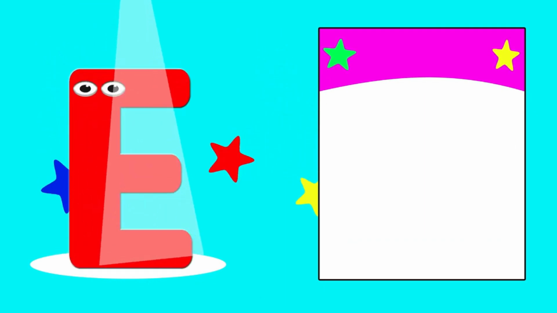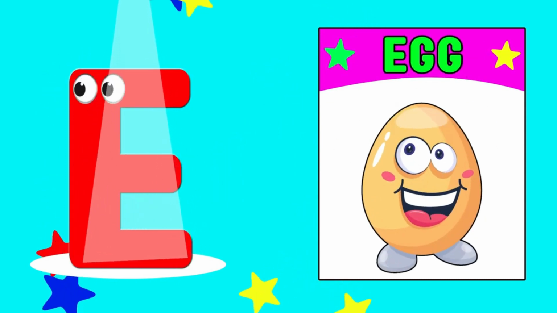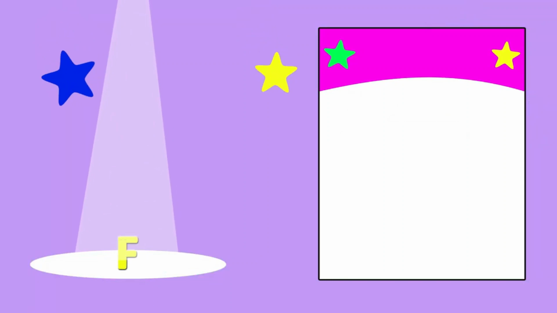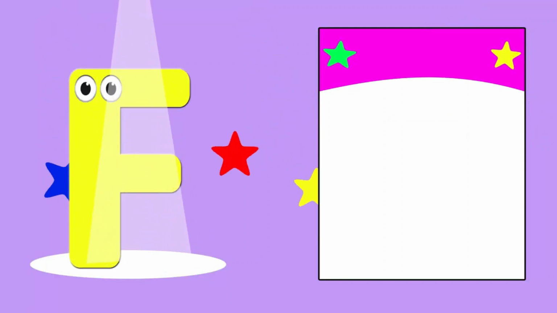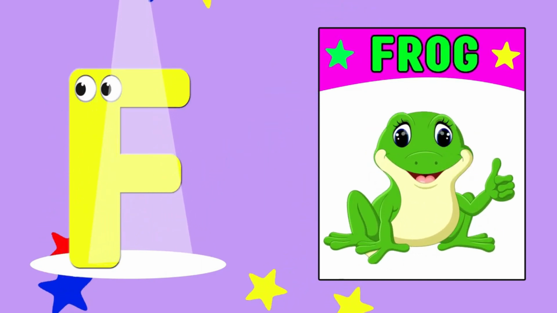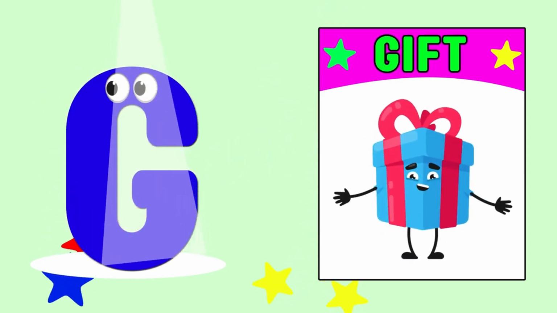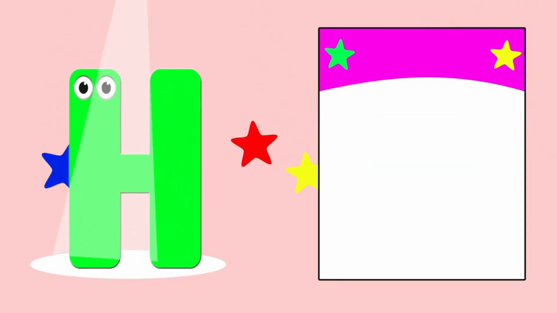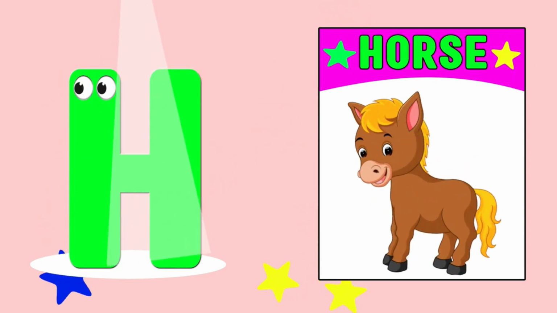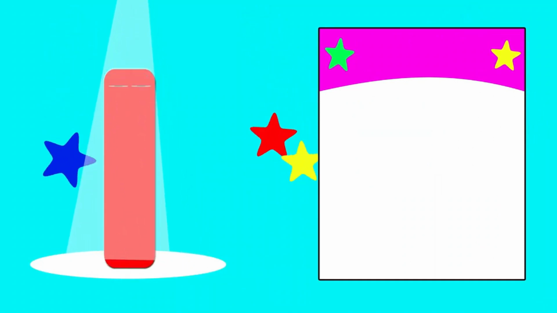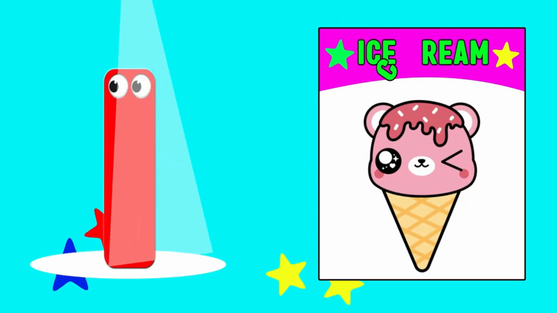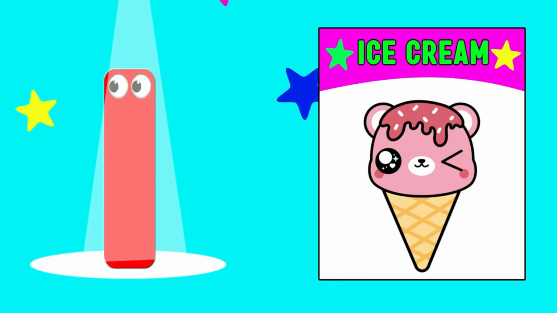E. E for egg. F. F for frog. G. G for gift. H. H for horse. I. I for ice cream.